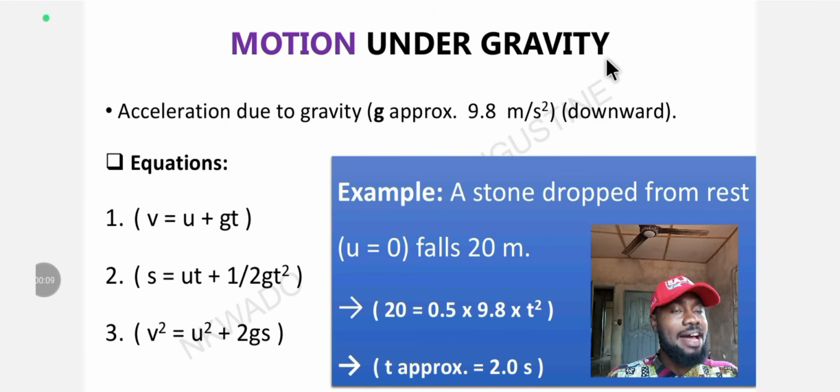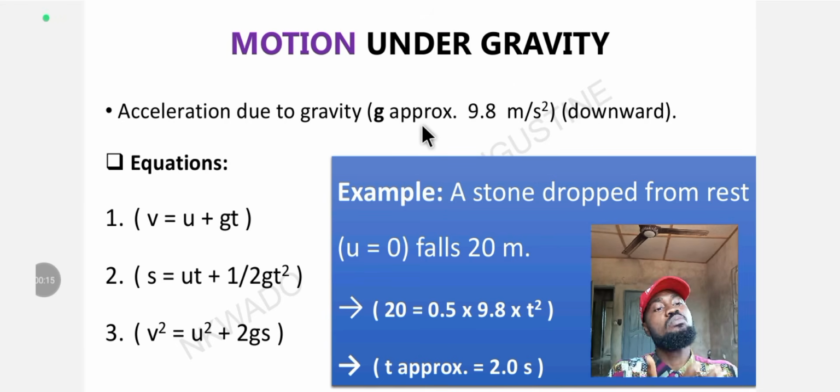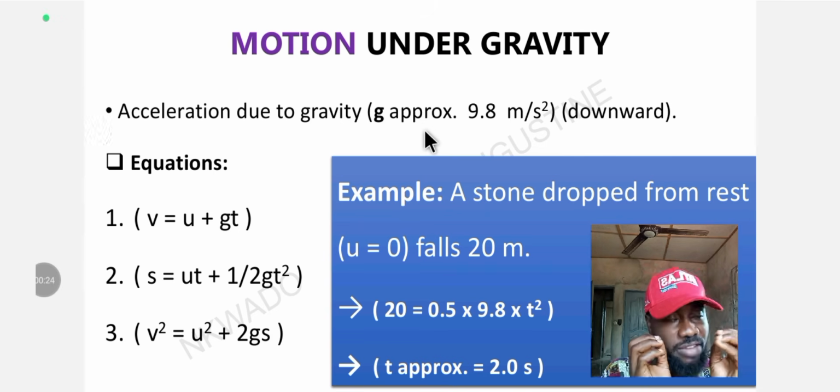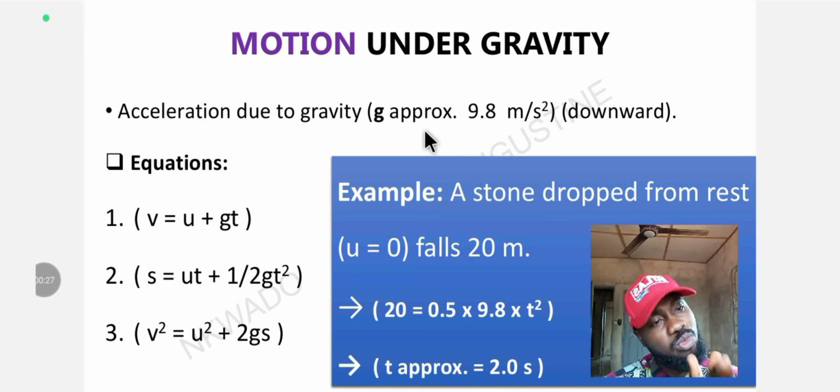Motion under gravity. You see that constant acceleration formula that we just discussed. When it comes to motion under gravity, there is a little pepper and Maggi added to it. A small thing changes inside when gravity is involved. And what is that small thing that changes?